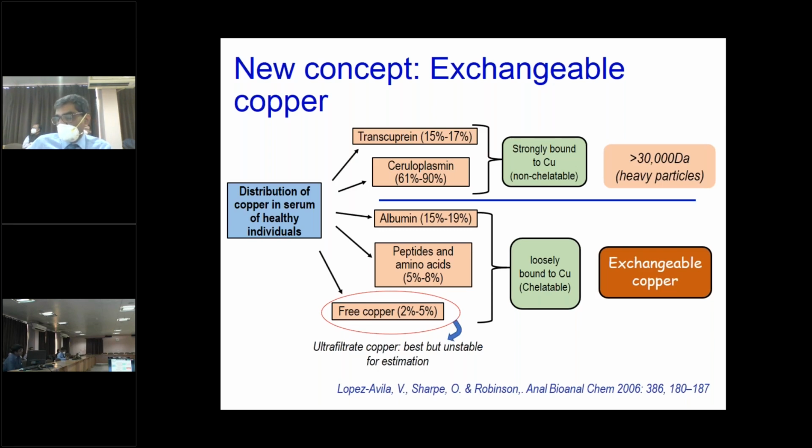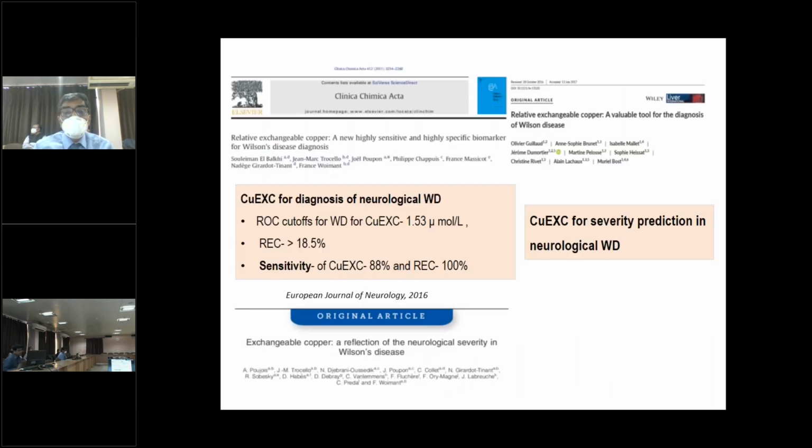Free copper is the one that is very, very toxic, but that is an ultrafiltrate copper. It is unstable for estimation. So short of that, the exchangeable copper tells us a lot. Already in neurological Wilson's disease, it has been shown that for the diagnosis as well as for the severity prediction of neurological disease, this exchangeable copper is slowly coming into vogue.